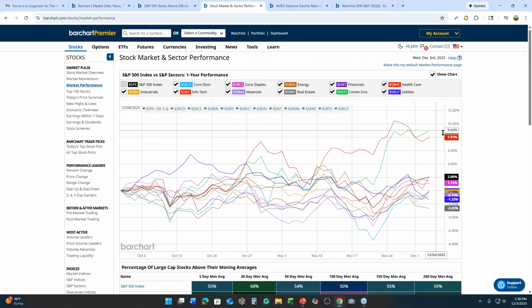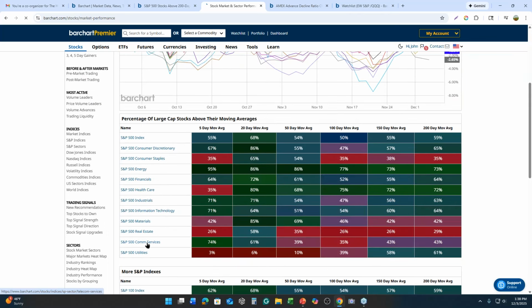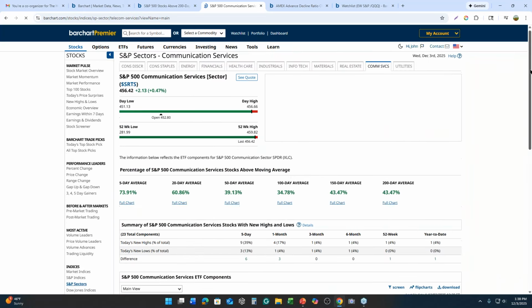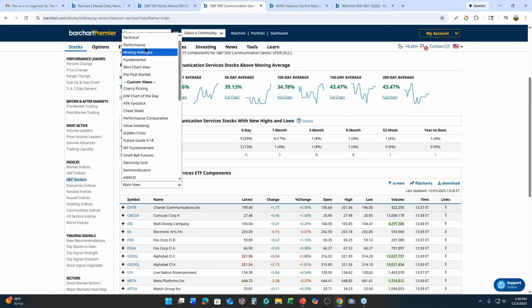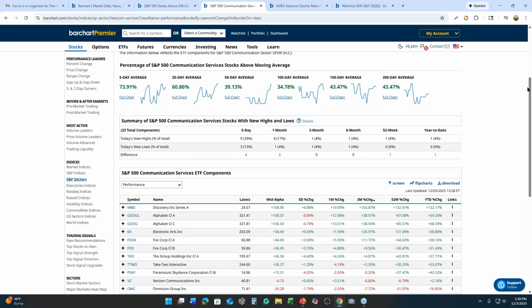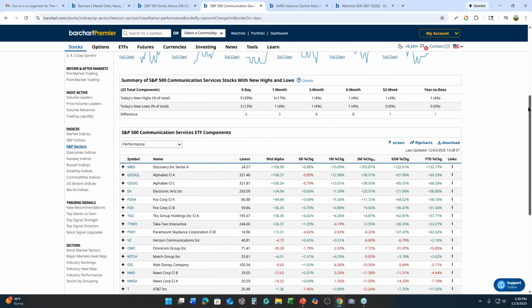And if we go into the communication services sector alone, what we'll discover is it's really 2 stocks. It's Google and what's going on with Warner Brothers Discovery. So let's go to performance here and let's look over the last 3 months. And yeah, see, the breadth of this particular sector is really very narrow, and it's only 2 stocks, Discovery and Apple.